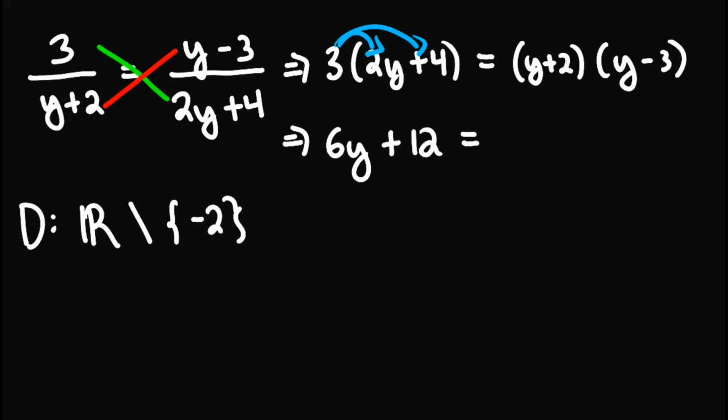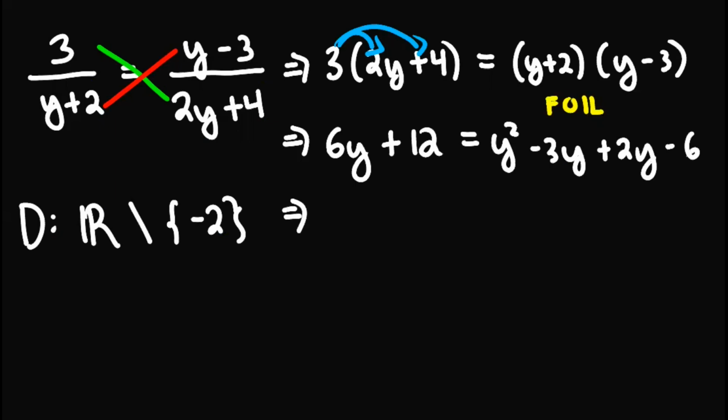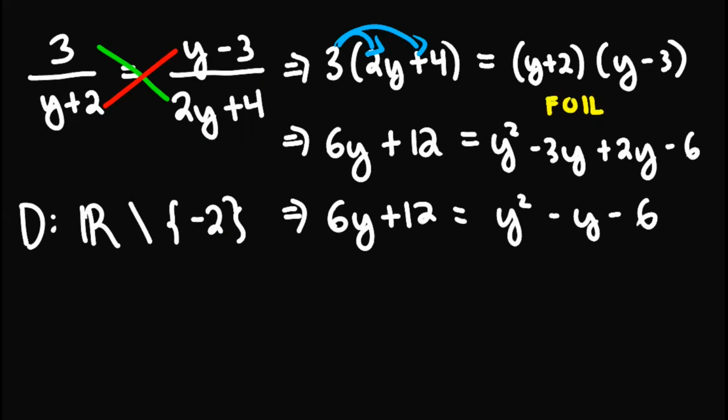And on the right side, we'll have y plus 2 times y minus 3 by FOIL. So let's write that out here. By FOIL method, we'll have first y squared, the outer terms, negative 3y, the inner terms, plus 2y, and the last terms, which is negative 6. So simplifying, on the left side we'll have 6y plus 12, and on the right side, we'll have y squared minus y minus 6.